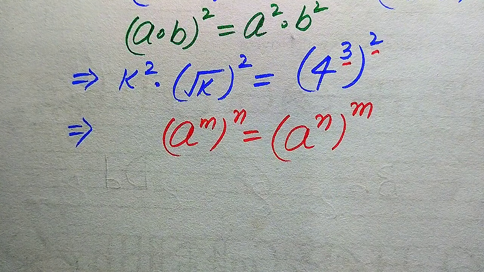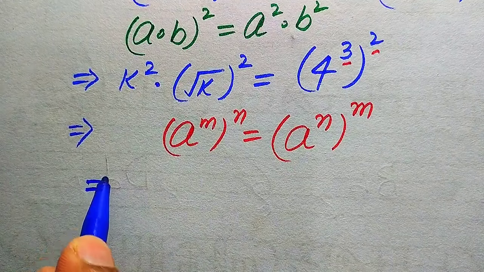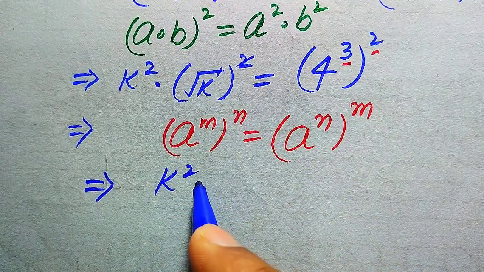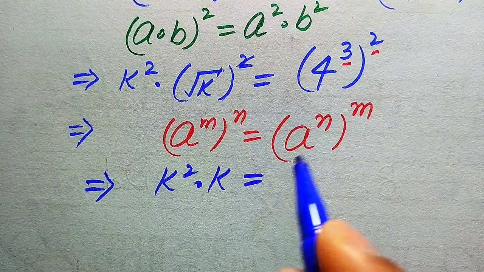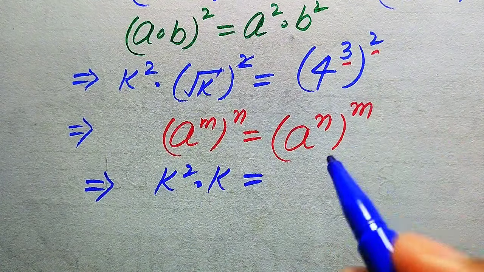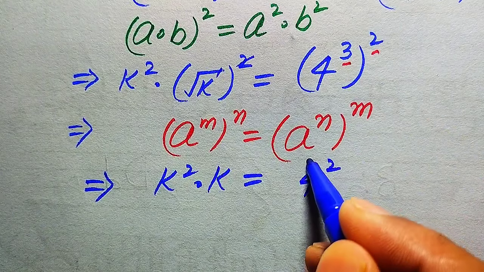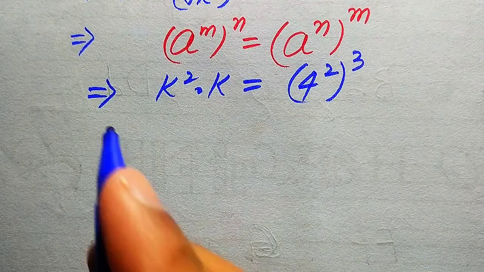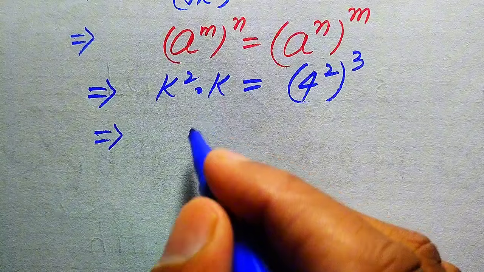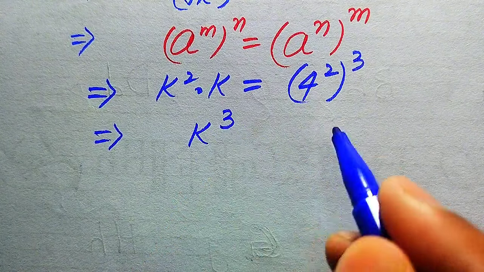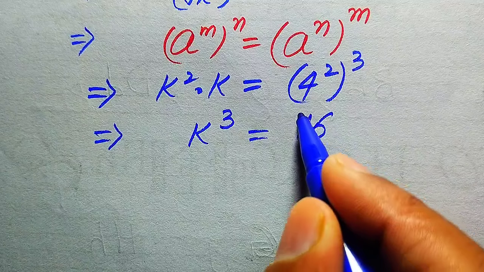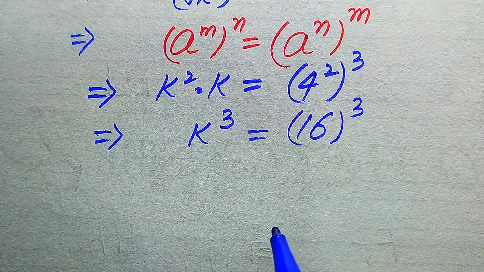So first we focus on the left hand side, and you see here this is our k squared. This 2 and this square root cancel out each other and we get k, equal to, on the right hand side we interchange these two values and it becomes 4 squared and its whole cubed. Now in the next step, k squared multiplied by k becomes k cubed, and here 4 squared and 4 squared becomes 16 and its whole cubed.